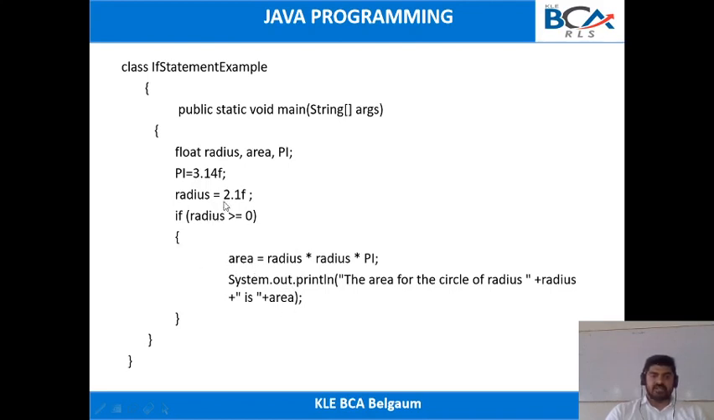Suppose that the radius value is negative, say -2. It will check whether -2 is greater than or equal to 0. This condition evaluates to false and these statements will not get executed. Okay.